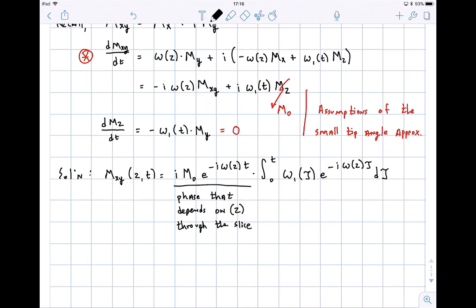What shows up on the right-hand side here is two things. You have omega 1, which just comes out of your B1 envelope function. And so this e to the minus i omega z tau business is really just the Fourier transform of omega 1, and omega 1 is related to your B1 envelope function. We'll develop this just a little bit more, but remember that omega 1 is equal to gamma B1.